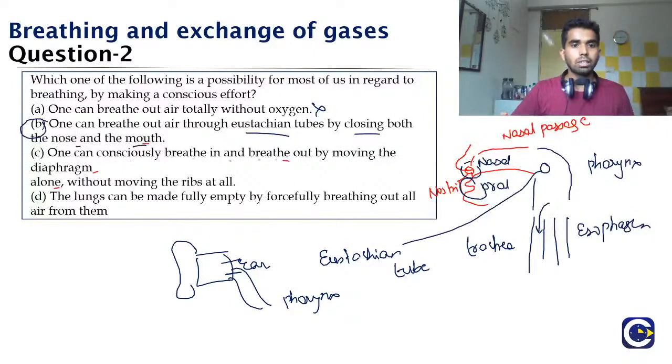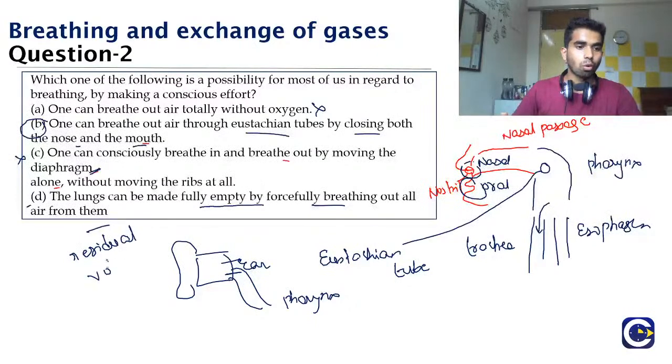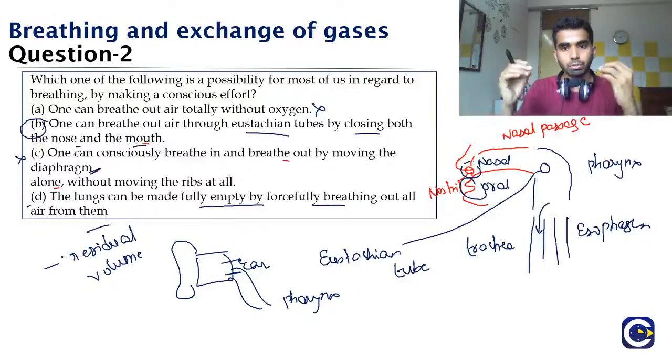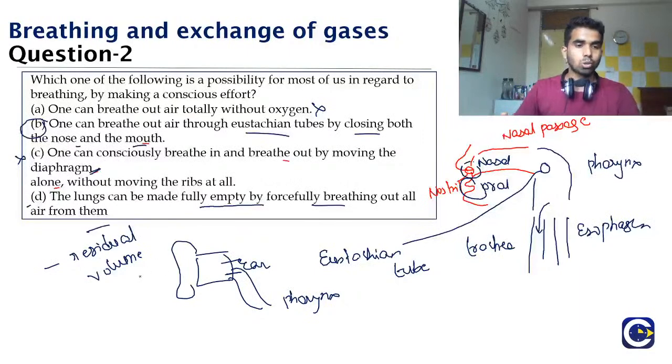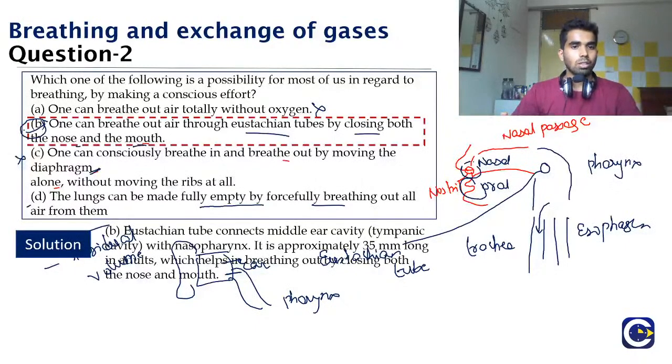We cannot consciously breathe in and breathe out by just moving the diaphragm alone, because the diaphragm is not completely a skeletal or voluntary muscle, and that is why if your chest is not moving at all, you cannot control the diaphragm. So option C is incorrect. Now coming to option D, the lungs cannot be made fully empty by forcefully breathing out all the air from them. It is because there is the air known as the residual volume. This is the volume that will always be present in your lungs even if you breathe out as hard as possible. So option D is also incorrect. The correct answer is option B, as Jivita pointed out.